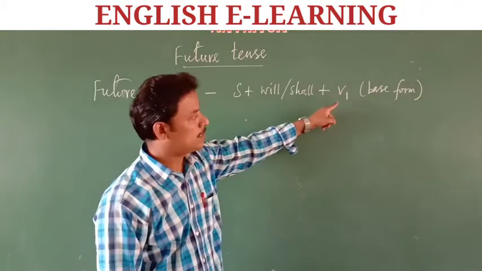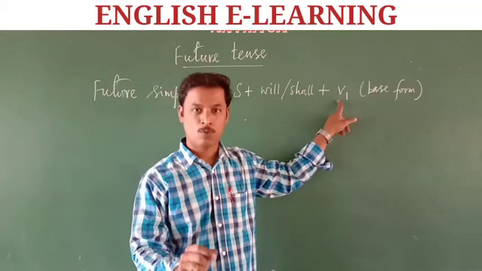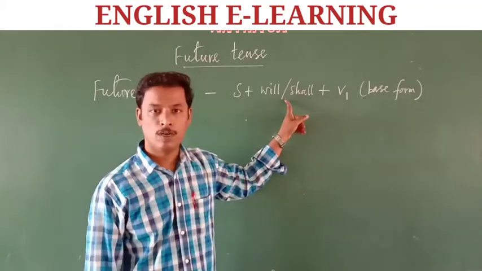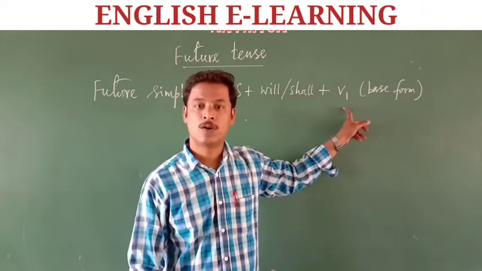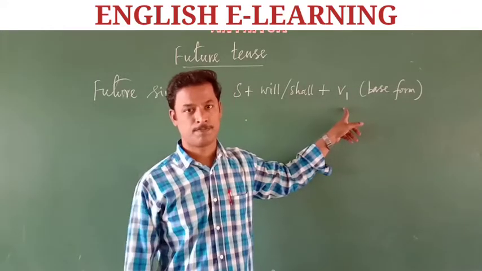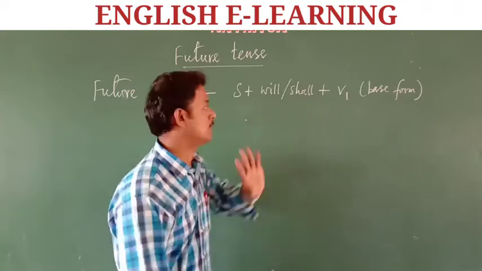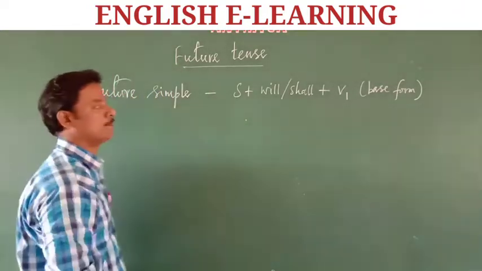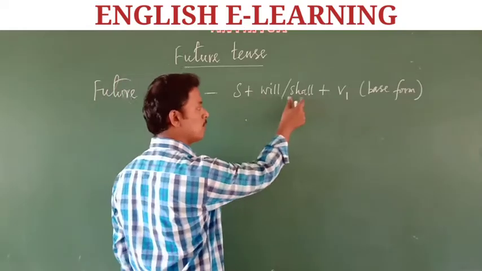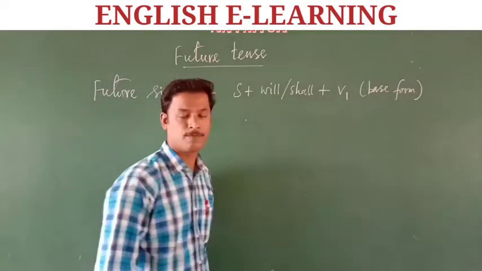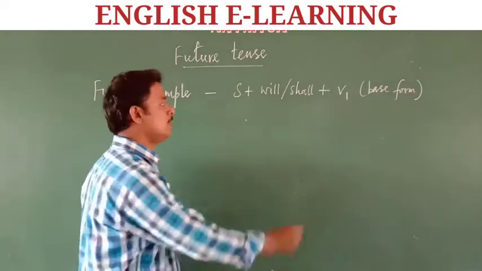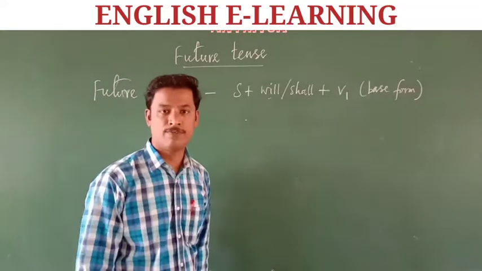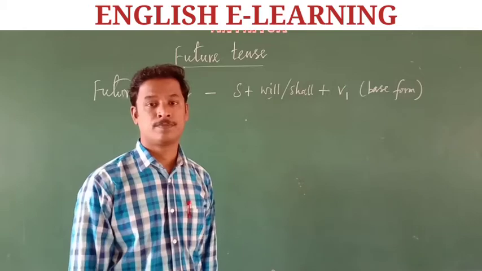For a better understanding, we use verb 1 here, but actually after the modal, the verb should be called base form, not verb 1. Right. So this is the structure of future simple. Subject plus will or shall plus base form, verb 1. Right. We use will, the modal, after any subject.